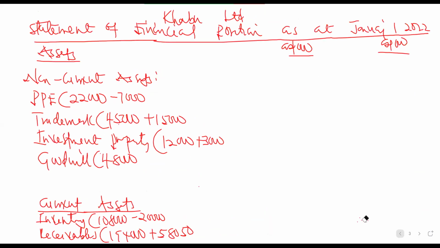So your assets, 15,000, 60,000. So 15,000, 60,000. Investment property will be 15,000. Goodwill will be written off. So this will be dash. We put a dash here. Your inventory reduced by, so this will be 88,000.